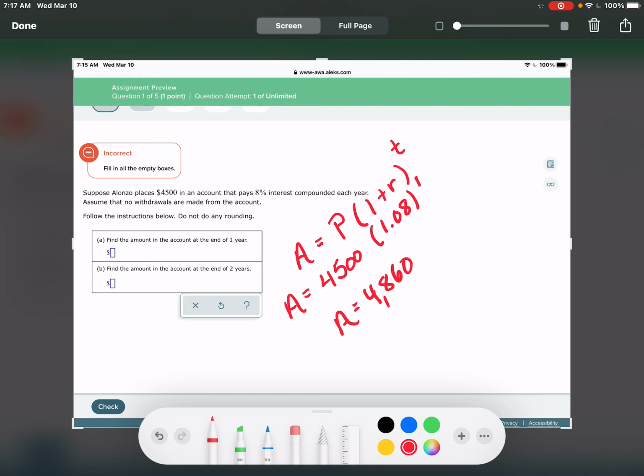All right. The next question says, find the amount after 2 years. So let's just go up here and change this to a 2. And so the amount after 2 years is going to be, I have a real simple calculator here right now, so I'm going to do 1. Actually, I don't even know if it does exponents. That's very bad.